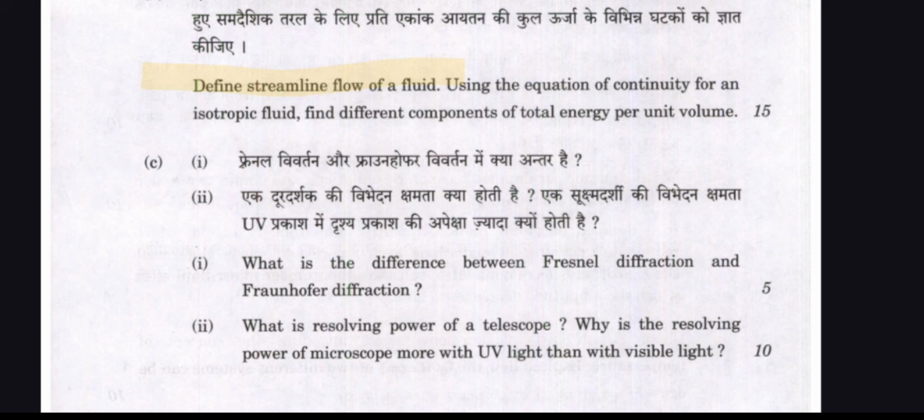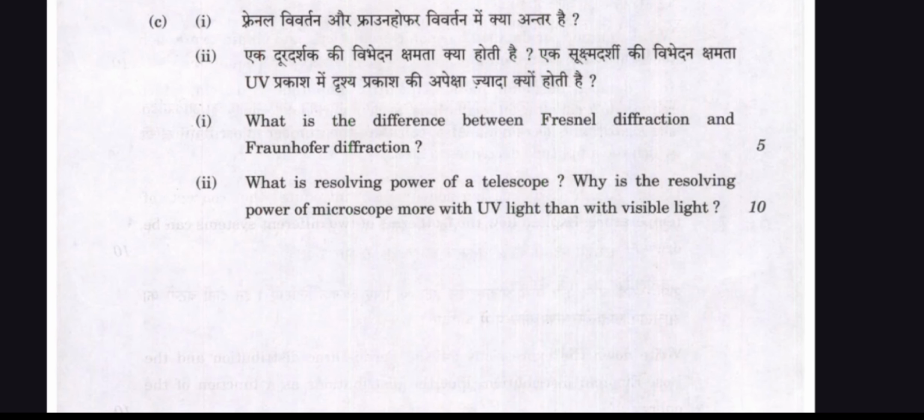Define streamline flow of a fluid using the equation of continuity for an isotropic fluid. Find the different components of the total energy per unit volume. And question number C is here.